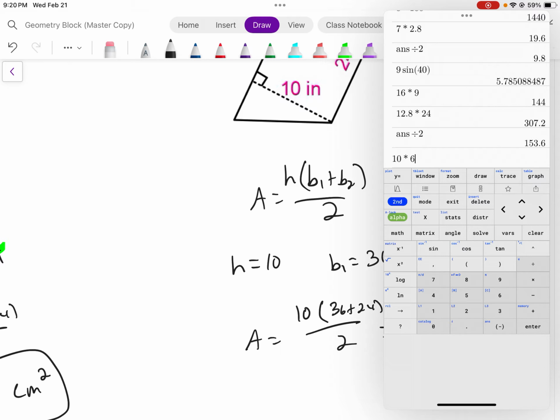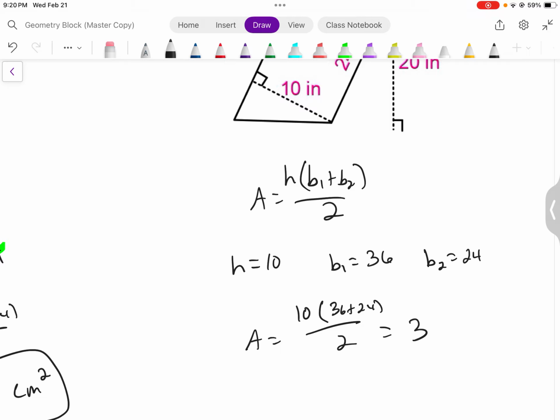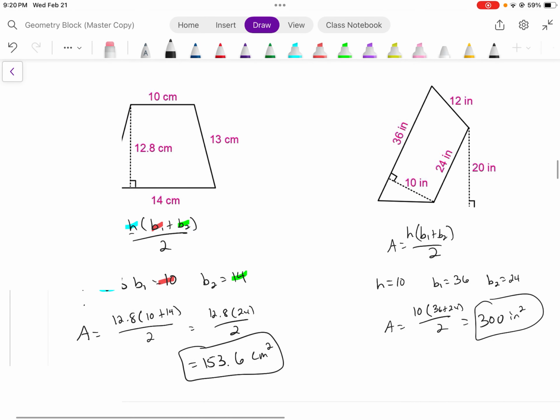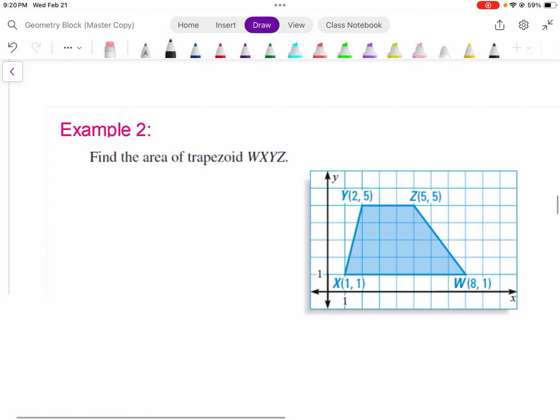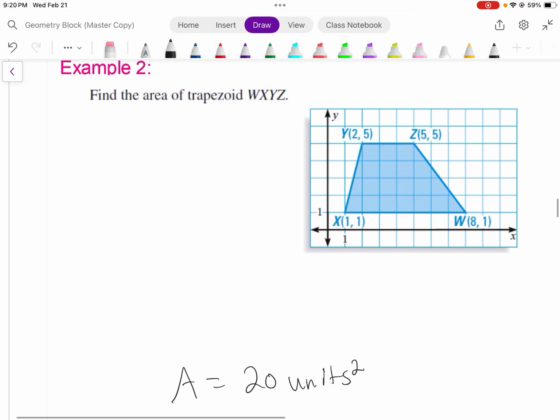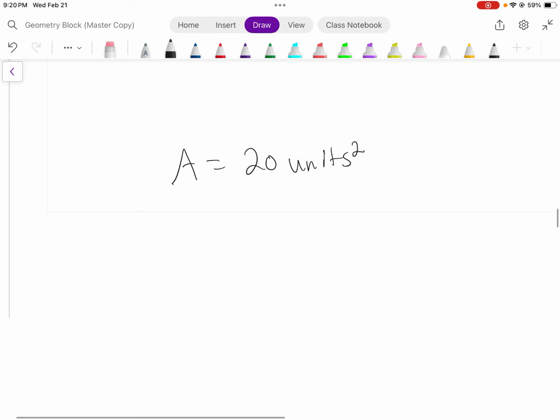Just plugging it in then, 10 times 36 plus 24, divided by 2. That's going to be 60. So 10 times 60 divided by 2, 300. It's in terms of inches, so 300 square inches is the area of that trapezoid. Okay, there is an example there. Go ahead, give it a try. You should get 20 square units. If not, that's the type of question I expect to hear from you when I get back.